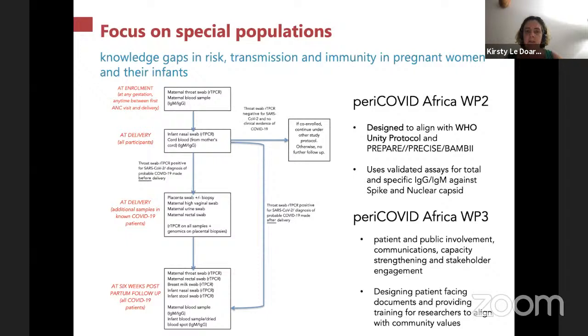All of this is embedded within a large and ongoing community public patient involvement engagement exercise through our social sciences and qualitative research teams to try and build capacity and strengthen recognition and understanding of the coronavirus. And now also with the rollout of the vaccines in many of the countries, building on that rapport that we have with the public to try and incorporate vaccination into our study.